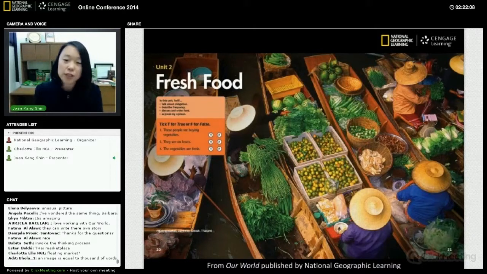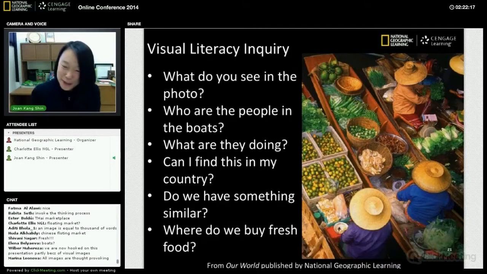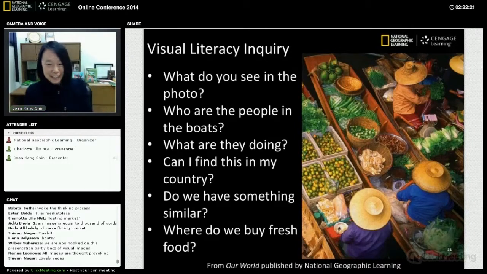Okay, in this case, we might just say, okay, what do you see in the photo? Okay, right, it's a floating market. Okay, you might give them the words. Who are the people in the boats? Okay, they're farmers bringing their food to the market. What are they doing? Okay, they're on the boats. I actually had an experience of buying fruit at a floating market in Thailand.